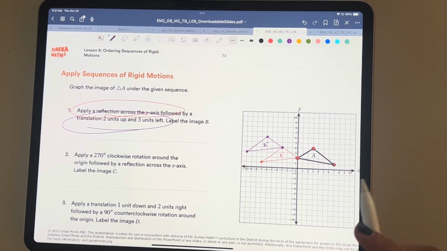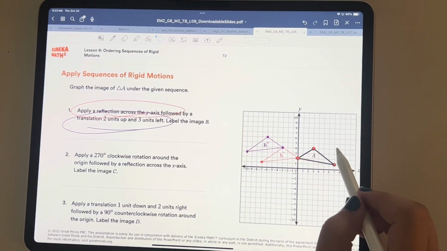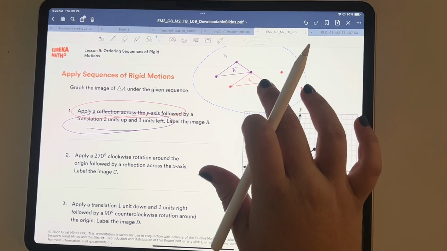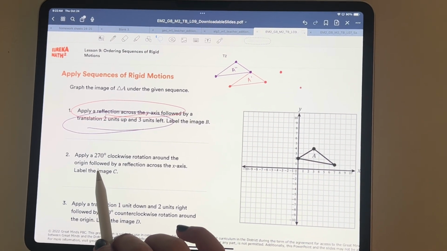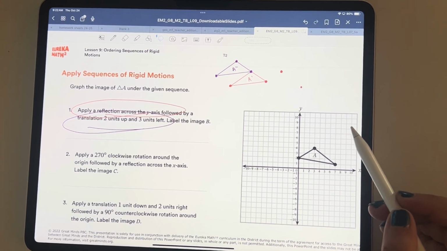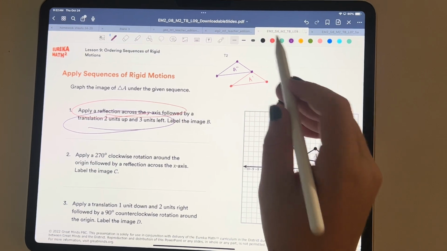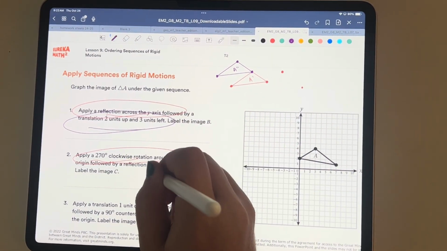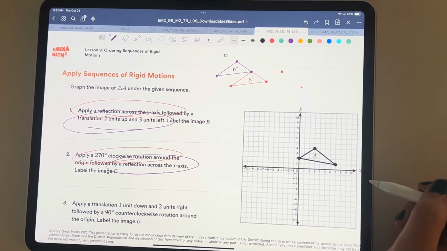Okay. Let's try another one. I'm going to move this. Let's do the next one. We're going to apply a 270-degree clockwise rotation, followed by a reflection across the x-axis. Is that okay?